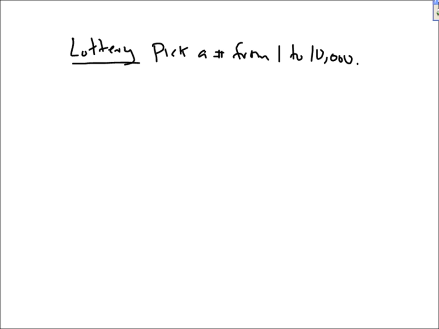Sometimes, instead of thinking of a problem as a Poisson distribution, you can think of it also as binomial. Suppose you're playing the lottery. The lottery says, pick a number from 1 to 10,000. That is, there are 10,000 different numbers. And if you pick the winning number, you win.